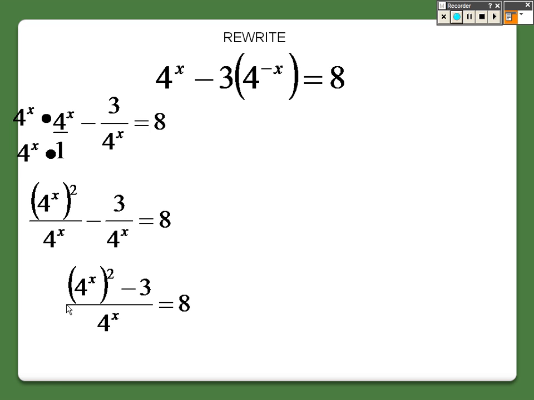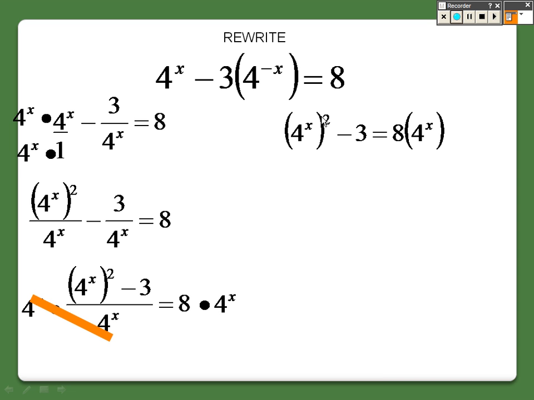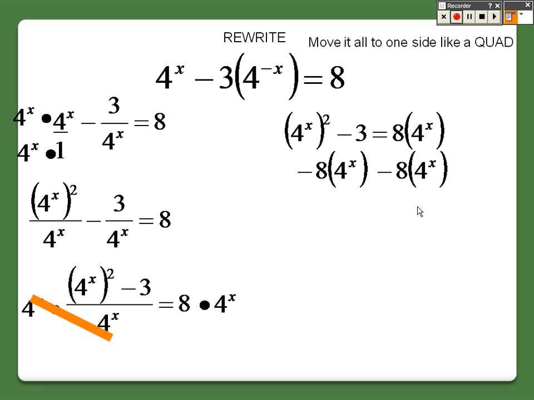Then to get rid of this fraction, I'm going to multiply this side by 4^x. So I end up getting (4^x)^2 minus 3 equals 8 times 4^x. Now I'm going to push everything over on one side together. The reason why I'm doing this is I know you might not see it, but this is squared, meaning it is in the form of a quadratic.